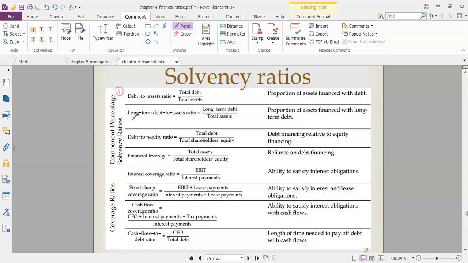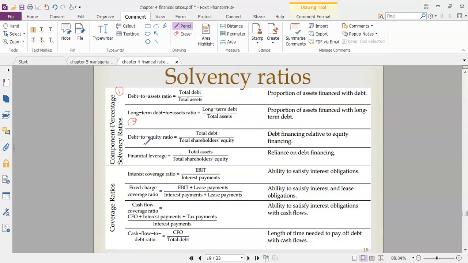The second one is the long-term debt to asset ratio. From the company's total assets, how much is our long-term debt? So we will know the proportion of assets financed with long-term debt.